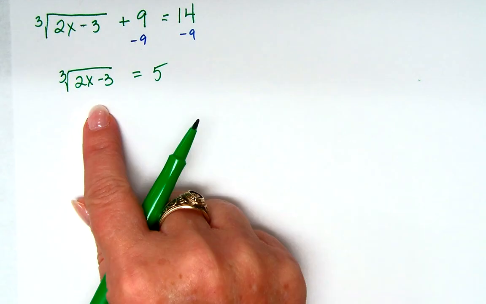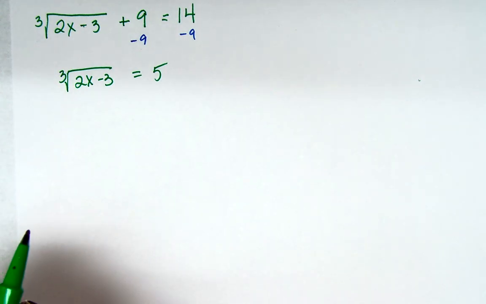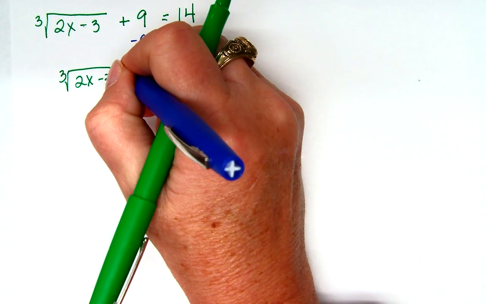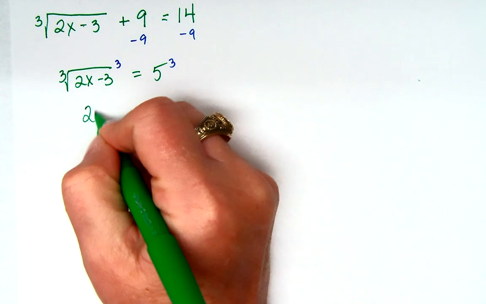So is this root isolated? Yes. So what do I do? How do I undo a cube root? Cube it. What is the cube root of 2x minus 3, cubed? Just 2x minus 3, exactly.